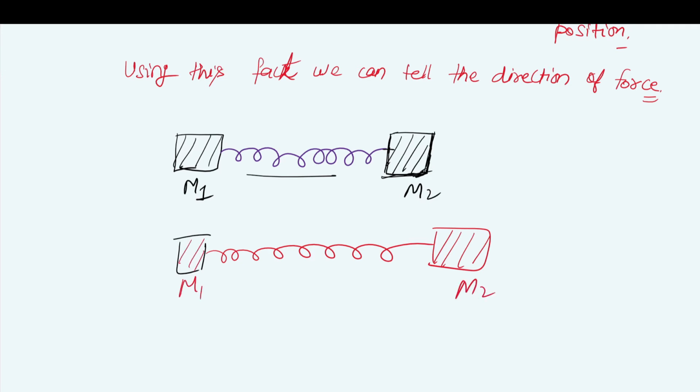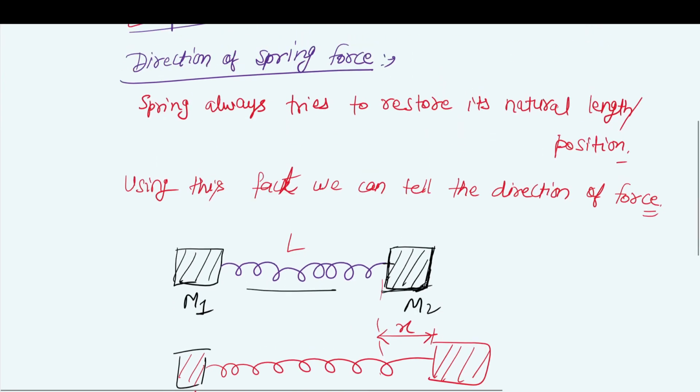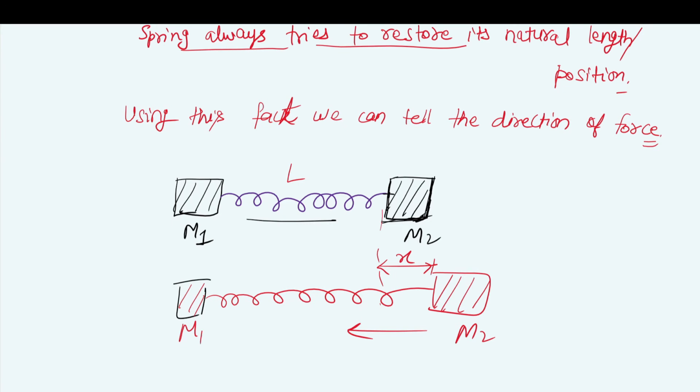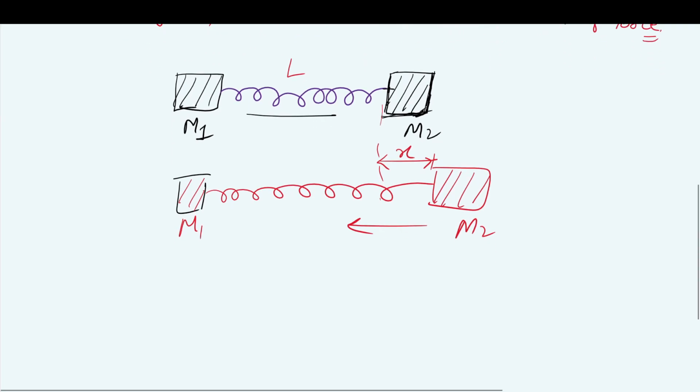Okay, so here is m1 and here is m2. So after that, if the natural length is L, and I extend this spring to the length x, then using this concept that spring always tries to restore its length, the spring will try to restore its length in this direction. Hence the spring force, which the spring will apply on the mass m2, will be in this direction, that we will call F spring. And we have elongated the spring in this direction by a distance x.